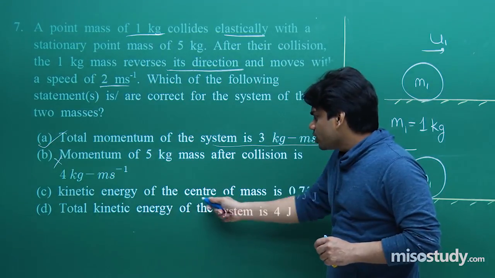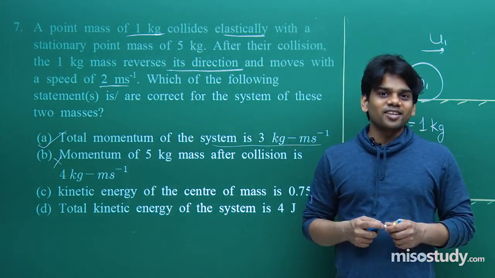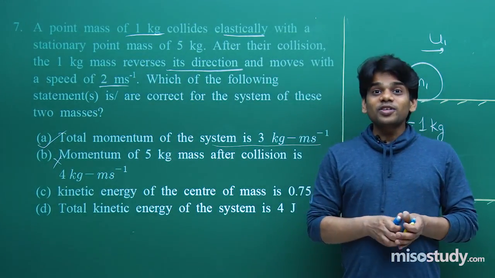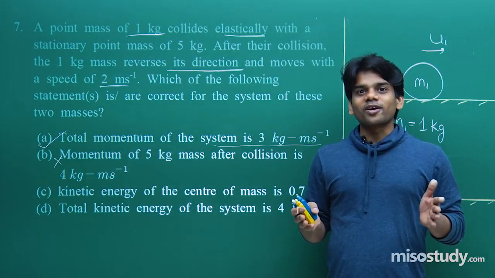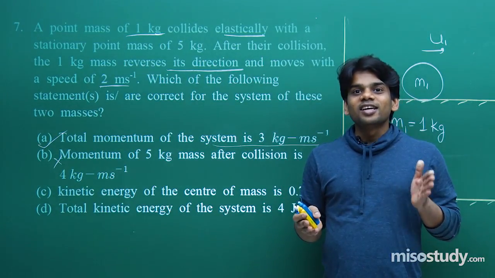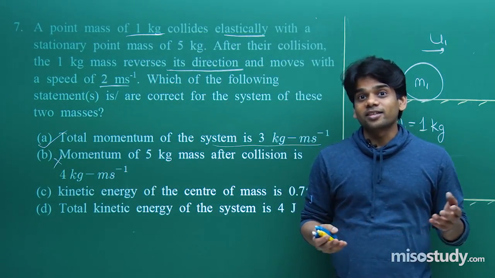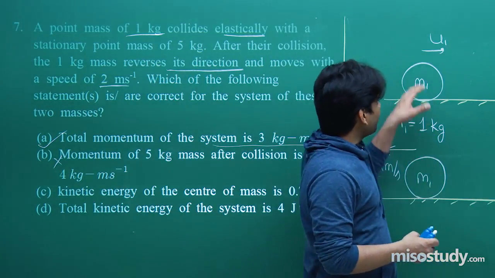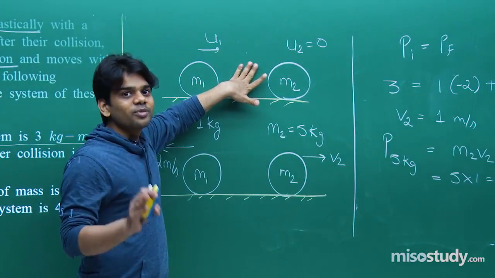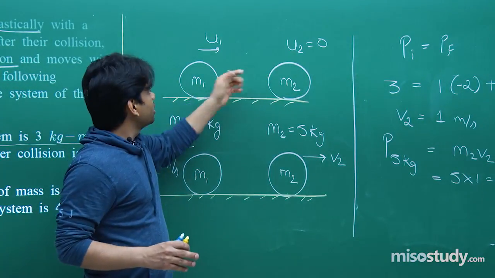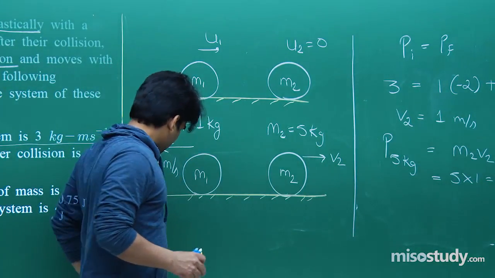C, kinetic energy of the center of mass is 0.75 joule. Let's check the kinetic energy of the center of mass. Now see here, the collision is elastic. I have explained to you all in the regular class, if the collision is elastic, then the kinetic energy will remain conserved. That means whatever kinetic energy was possessed by this body before the collision will remain conserved. That will not change. Its momentum we know is 3 and its mass is given as 1.